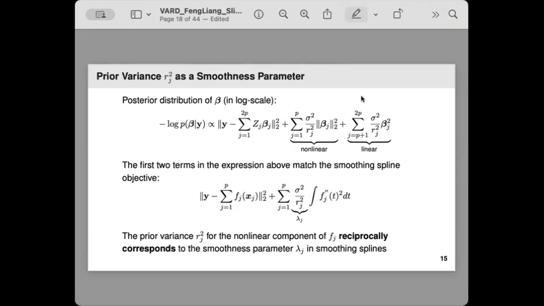You're going to find out the first two we can match with the objective function from the smoothing spline, where our variance Rj squared reciprocally corresponds to the smoothing parameter lambda j. So this is why in smoothing splines, we want lambda j to be infinity, which adds an infinite amount of penalty to suppress a nonlinear component. But in our setting, it corresponds to setting the prior variance Rj squared to be 0.